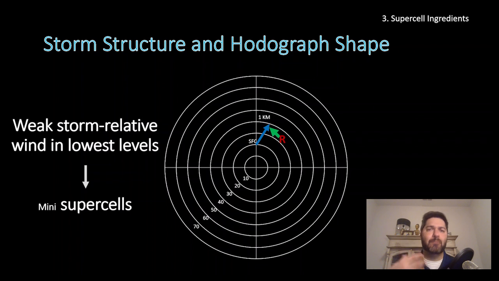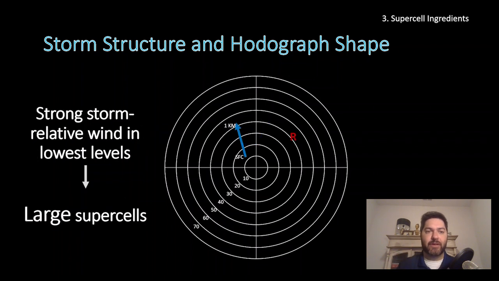Now there's a bit of complexity to this. It's not just as simple as a mass flux relationship, because if you do have mass going into the bottom of the storm, it's also going to come up the top of the storm and is going to affect the outflow at the top of the storm, which is then going to affect the storm relative winds. But just to keep it relatively simple, we can say that the strength of the storm relative wind at the low level is tied to the size of the storm. In this case, weak storm relative wind means smaller storm.